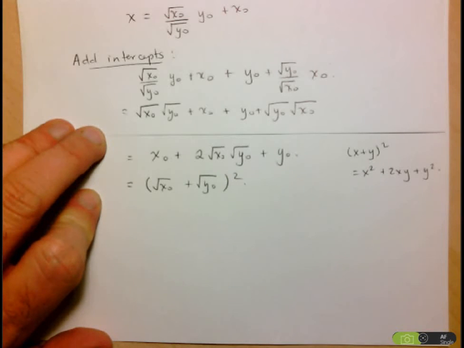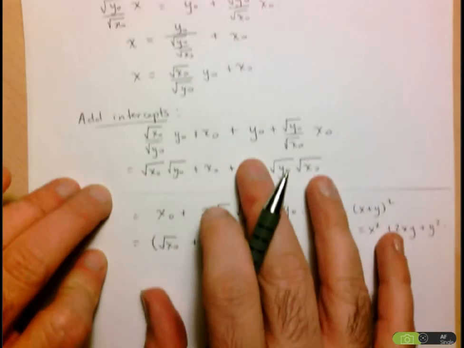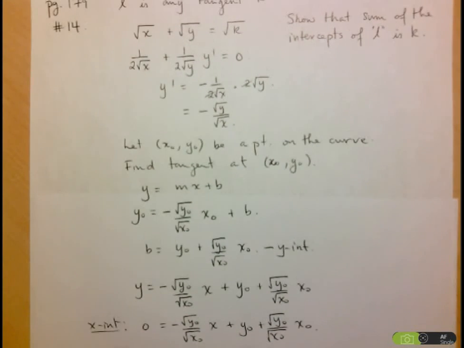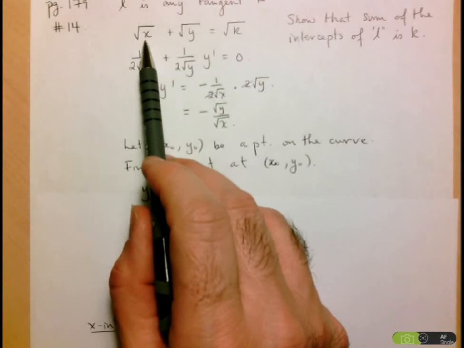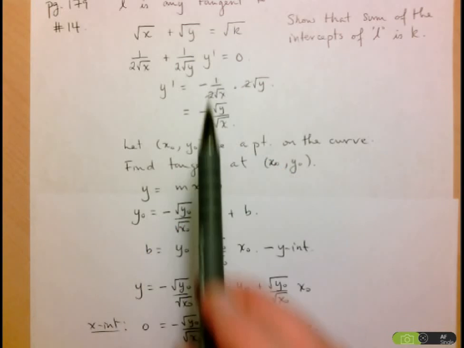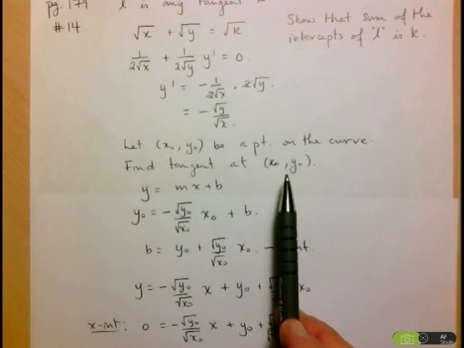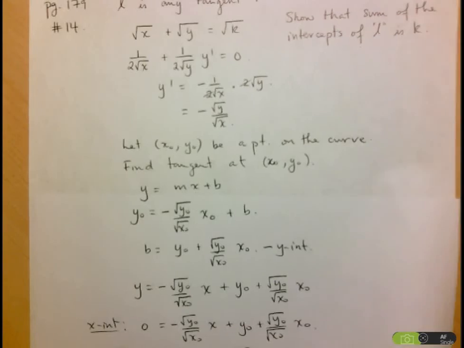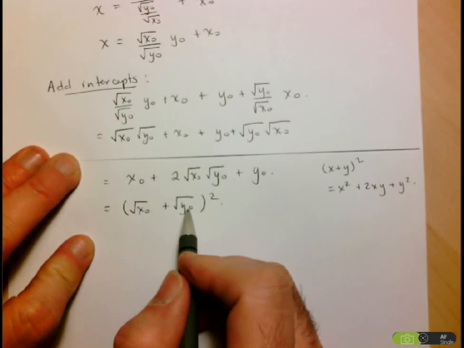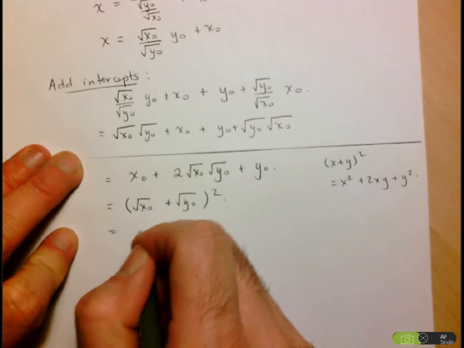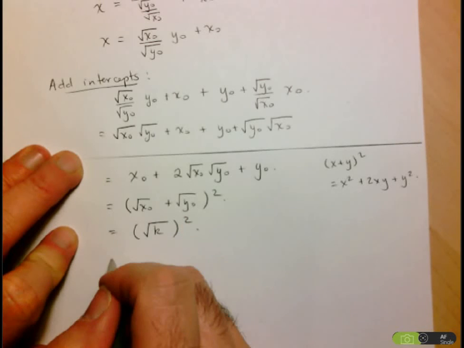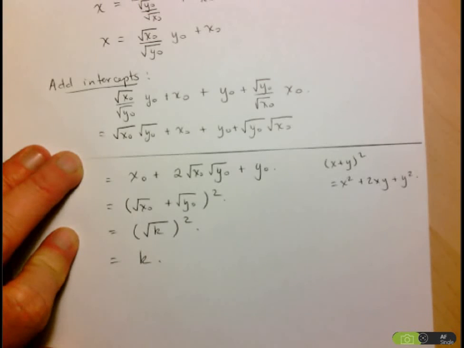Okay? Now this is when we have to go back to the original equation. If we go all the way back to the way this curve was defined, and we realize that root x plus root y is equal to root k. And remember that x naught, y naught was a point on that curve. So that means I can now replace root x naught plus root y naught by square root of k. And of course this is being squared, so equal to k.